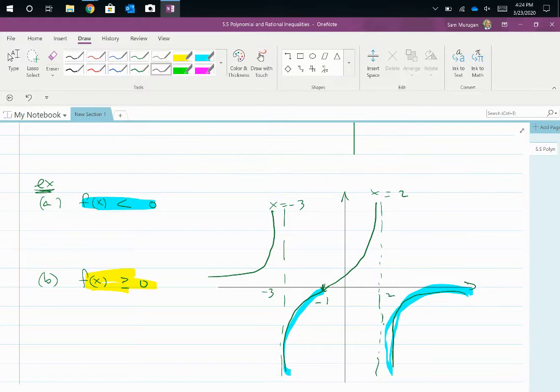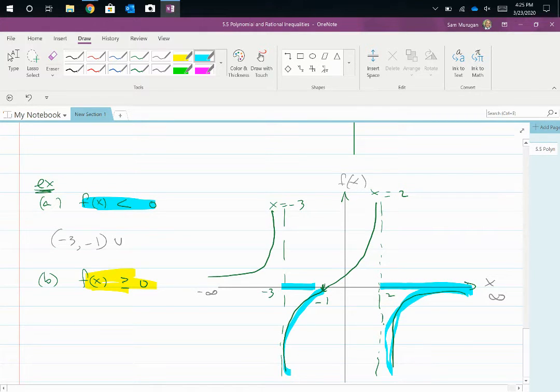Now keep in mind what's happening here, okay? We're describing from -3 to -1, and then from 2 to infinity.